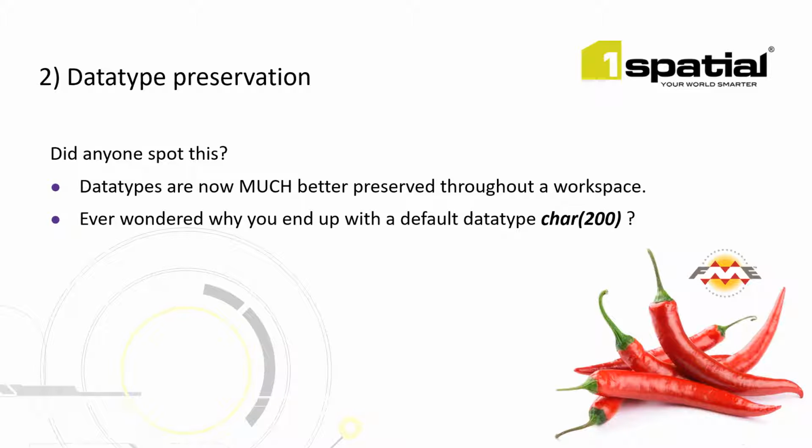Item number 2 then is data type preservation. Now this one probably passed most people by, and it's a minor change, but it's going to lead to some more significant changes. It does have a big impact. It also answers a few questions around why some of the data types in your output might have defaulted to a really long character string.